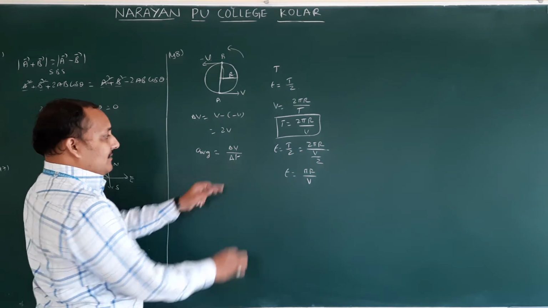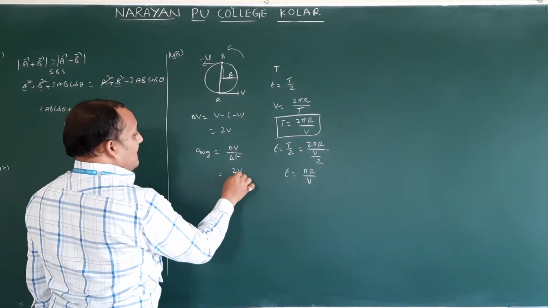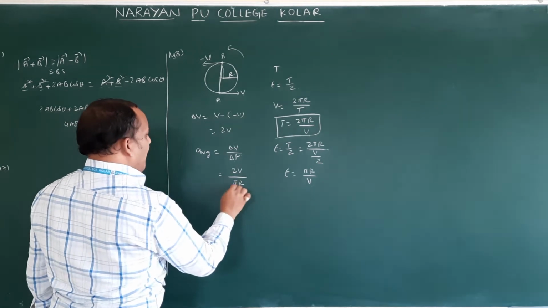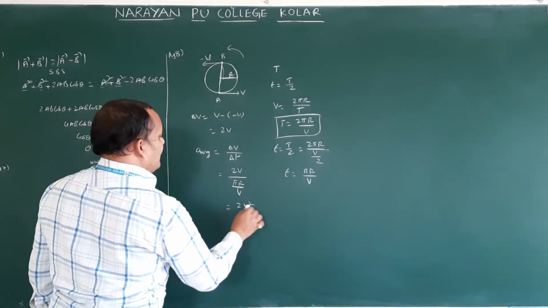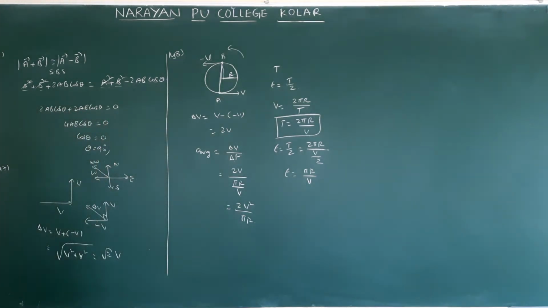That is only the time. Substitute here. So delta v, how much did we get? 2v. T is pi r by v. So the acceleration is 2v square by pi r. That is the equation, 2v square by pi r. Option 2 is correct.